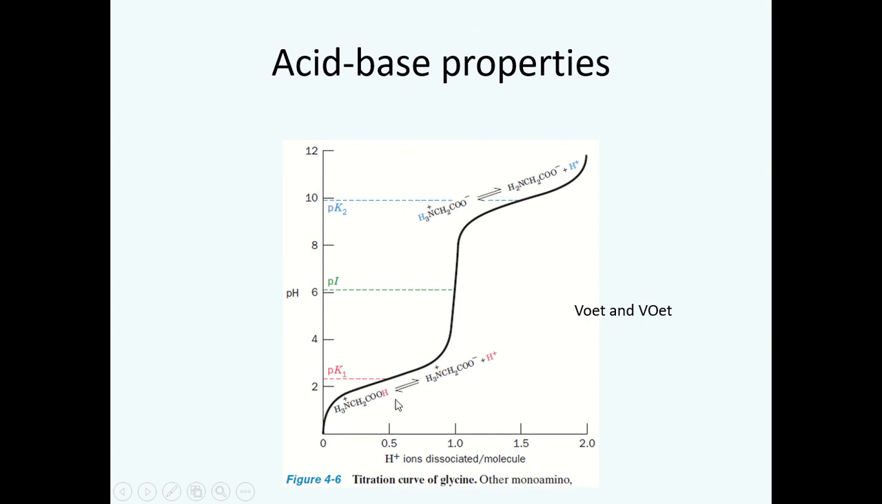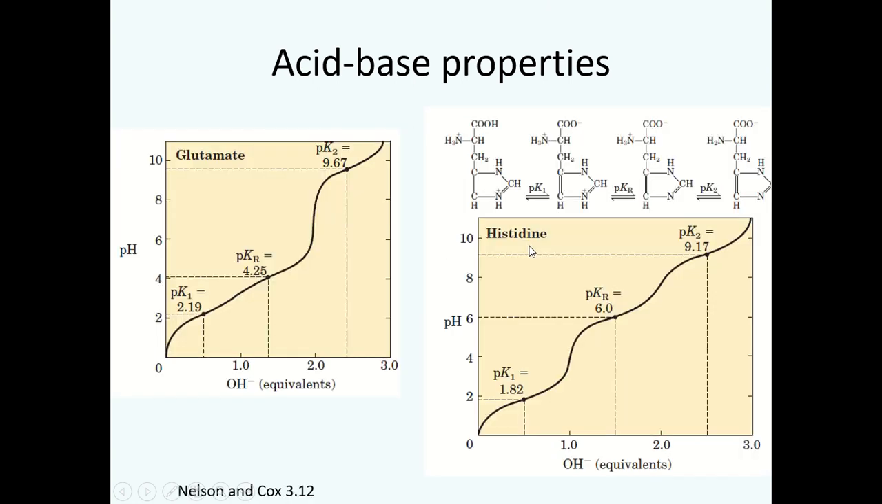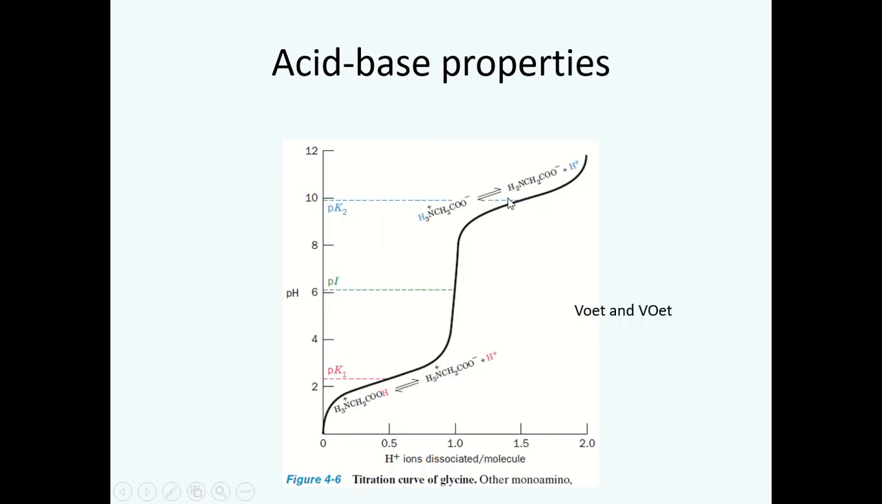So you can see here that the equilibrium point for the dissociation of the carboxyl group lies somewhere close to pH 2.3. The equilibrium point for the dissociation of the amino group lies somewhere close to 10. So that means the carboxyl and the carboxylate ion are in equilibrium somewhere close to pH 2, and the quaternary ammonium and the amino group are in equilibrium closer to a pH of 10. The midpoint of these two is the isoelectric point.